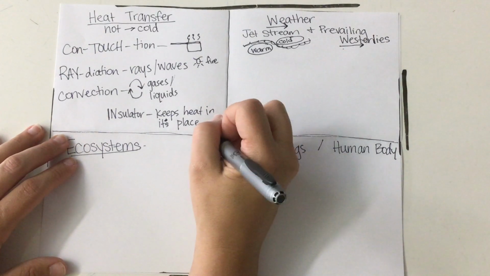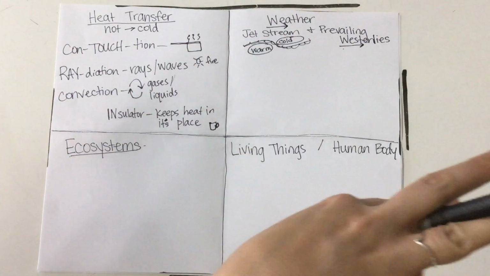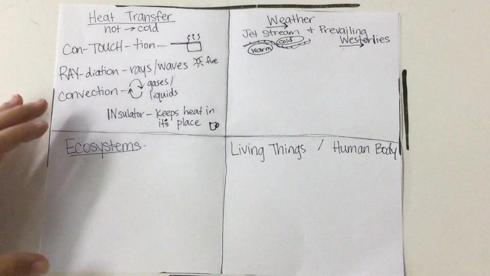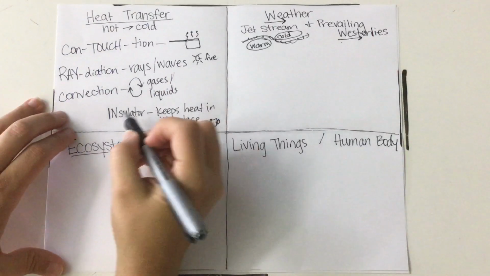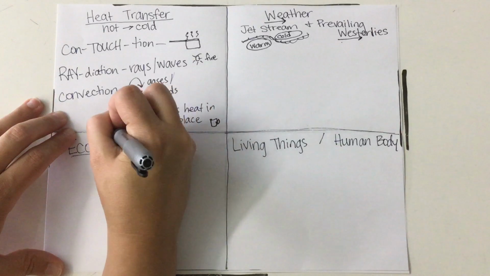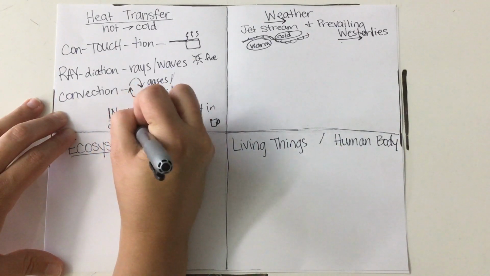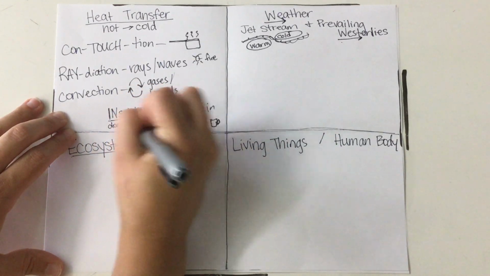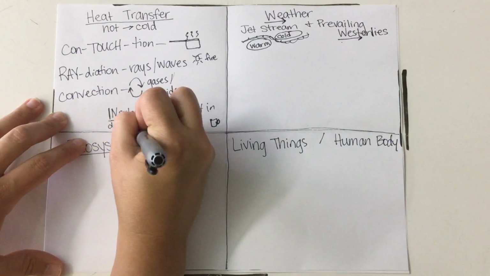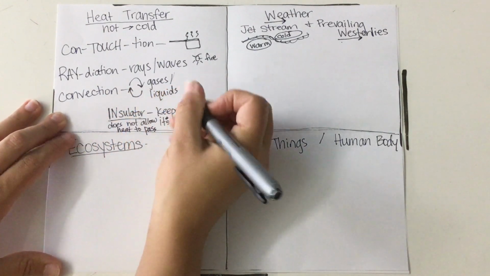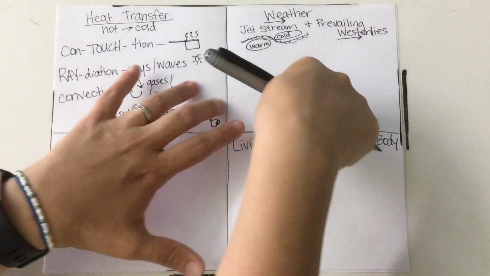It's going to keep the heat in the coffee cup. However, a cooler would keep the heat out because it's going to keep the things inside cooler. So remember, an insulator does not allow heat to pass through. It's a gate guard for heat. You cannot enter. All right, now moving on to weather.